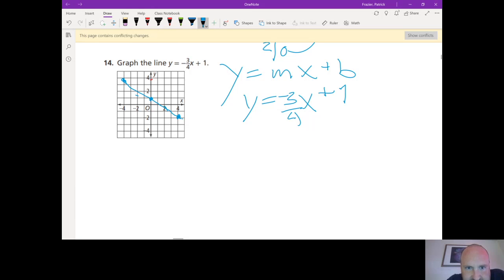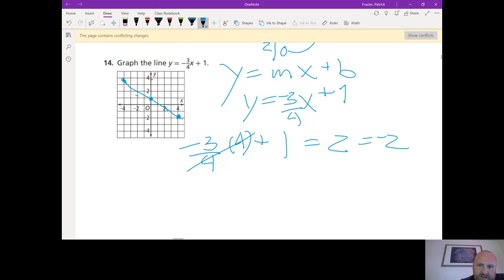And let's see if that makes sense. If we had negative 3/4 times 4, since x equals 4, y equals negative 3/4 times 4 plus 1. Well, those 4s would cancel out, and you'd have negative 3 plus 1, which would equal negative 2, so that makes sense.